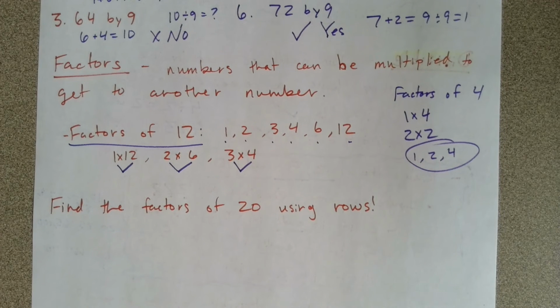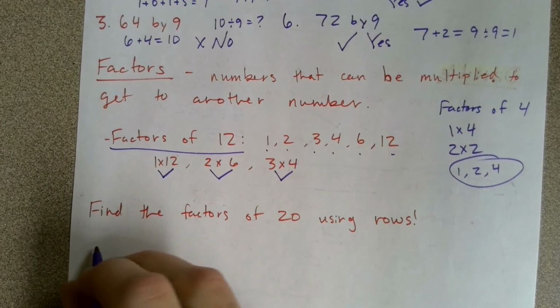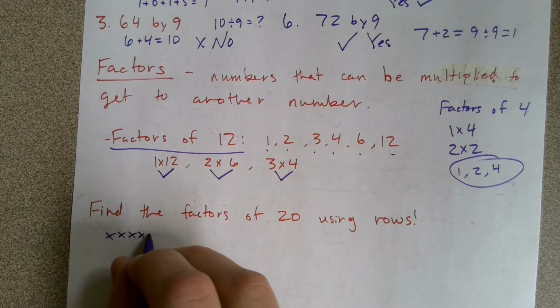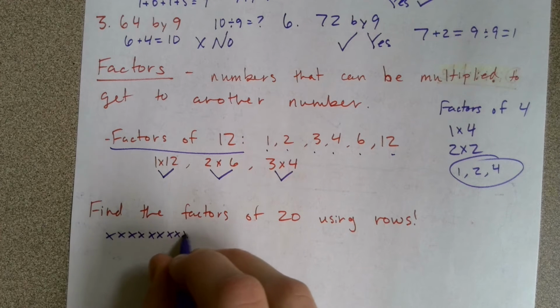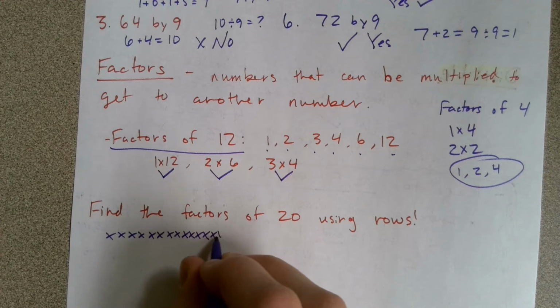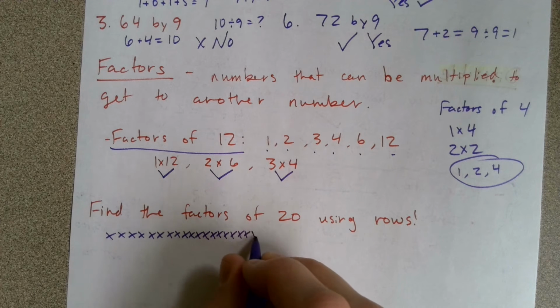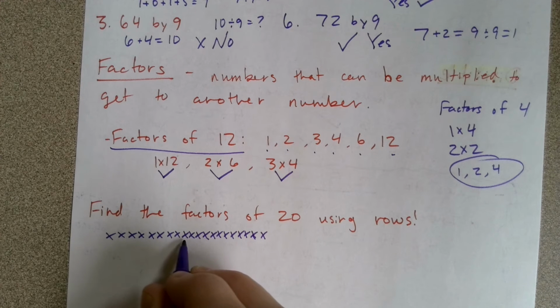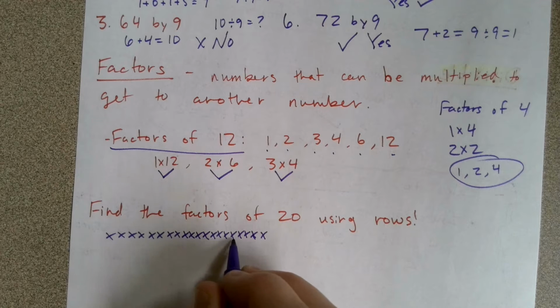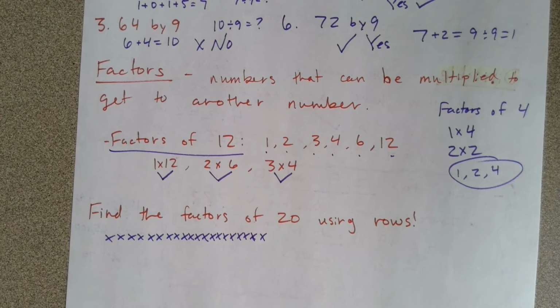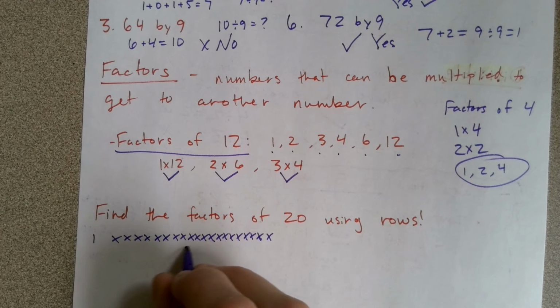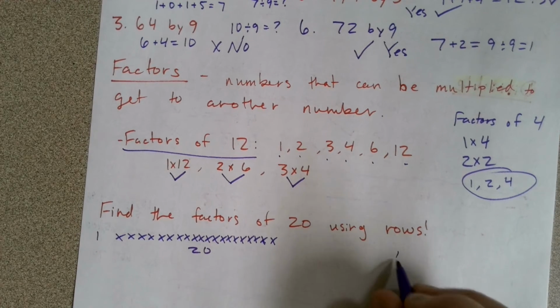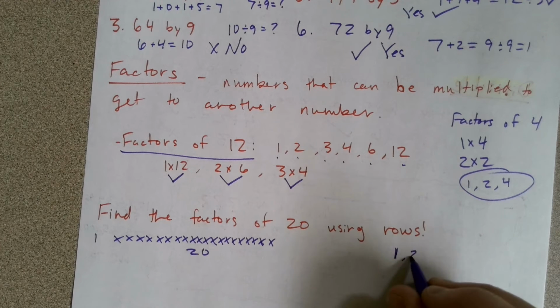All right, we are going to find our factors of 20 using rows. This is a strategy to help you find some factors if you're a little stuck here. So the first thing you do is you start with one row. 1, 2, 3, 4, 5, 6, 7, 8, 9, 10, 11, 12, 13, 14, 15, 16, 17, 18, 19, 20. Perfect. So this is one row of 20. There's two of our factors, 1 and 20.